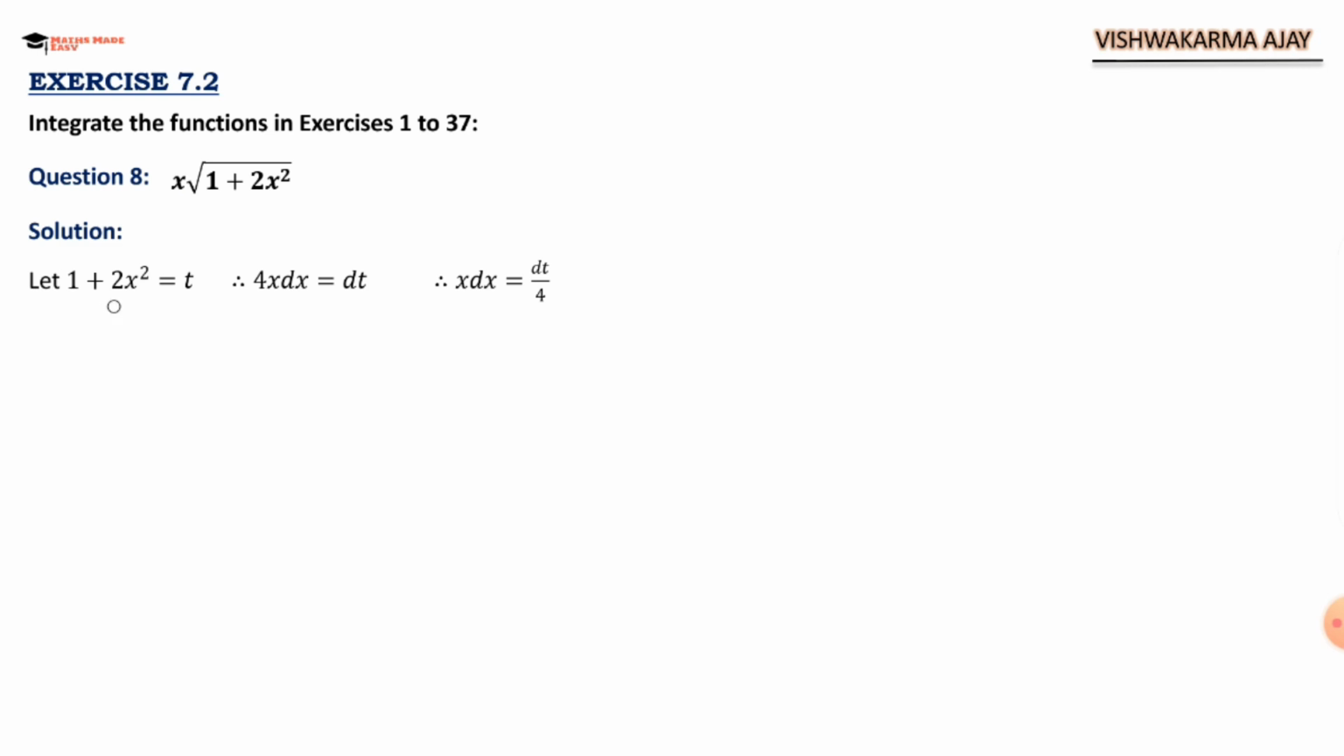Let 1 plus 2x square be equal to t. So our derivative is 4x dx equal to dt. But we are only interested in x dx, so I will be sending this 4 to the other side. So x dx is dt upon 4. And then it's simple. x root of 1 plus 2x square dx is equal to 1 upon 4 root of t dt, because x dx was equal to dt upon 4. So for x dx, I write 1 upon 4 dt, and then inside the root we have t.